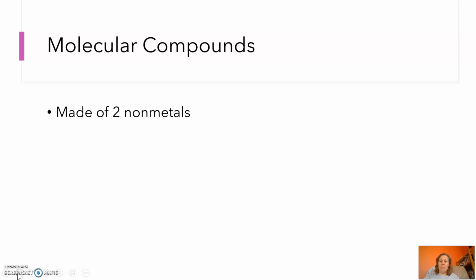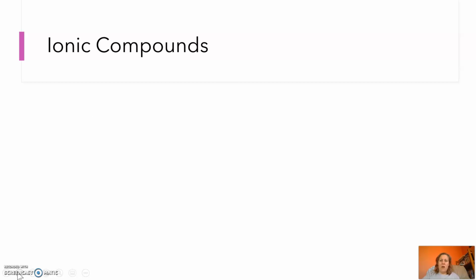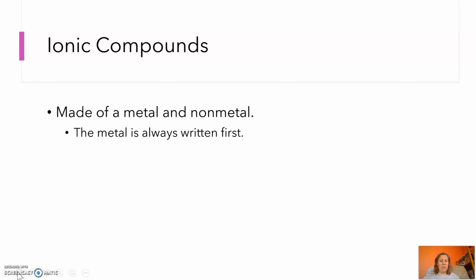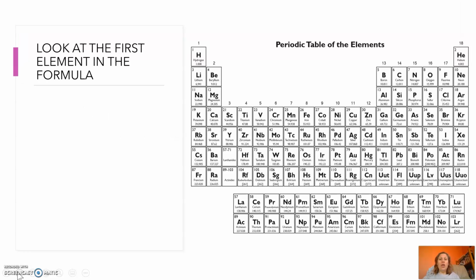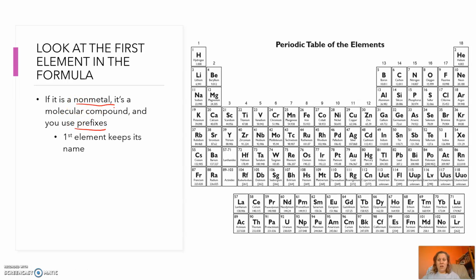Molecular compounds are made of two nonmetals. Ionic compounds are made of a metal and a nonmetal, and the metal is always written first. So, how do you identify whether something is ionic or a molecular compound / covalent? You look at the first element. Now, when the first element is a nonmetal, you use prefixes. But also with the naming, your first element keeps its name, the second element changes to "ide."